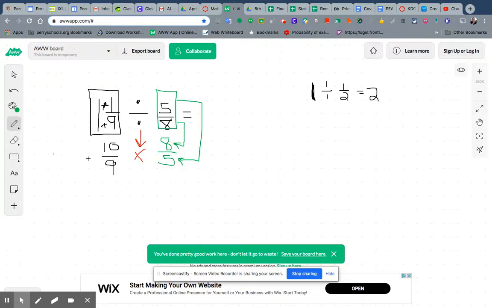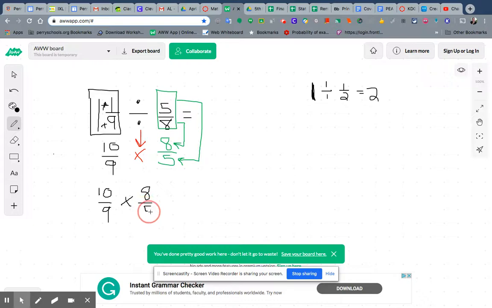And I do that. Now I'm going to rewrite 10 over 9 multiplied by 8 over 5 is going to be 80 over 45. 80 over 45. And I know that this answer is going to be less than 2 because 80 divided by 40 is 2.